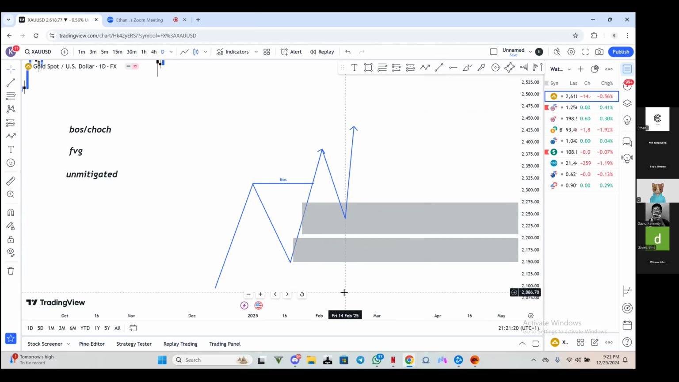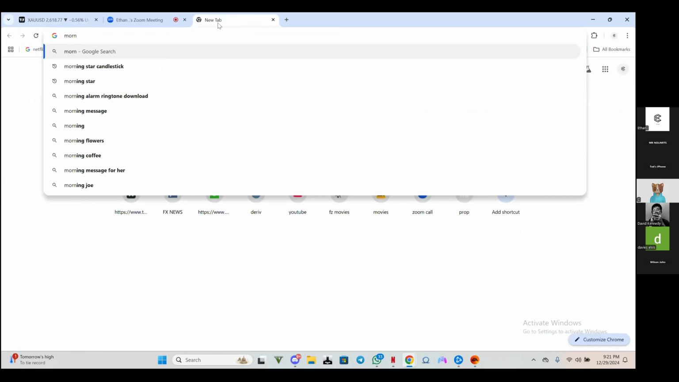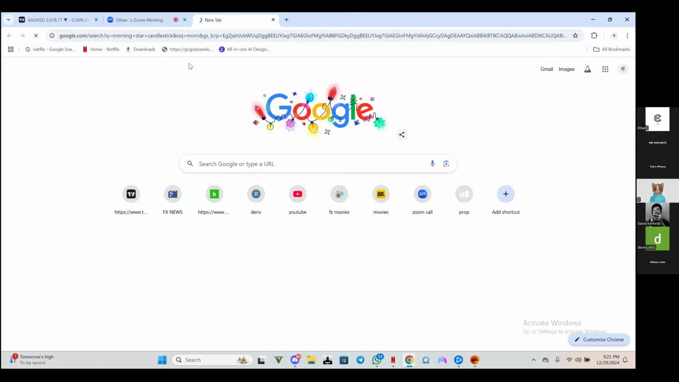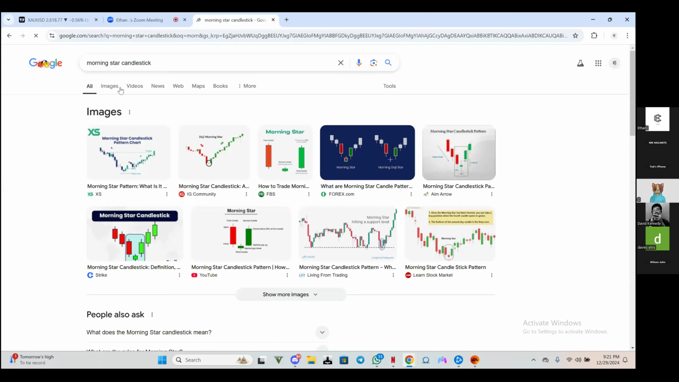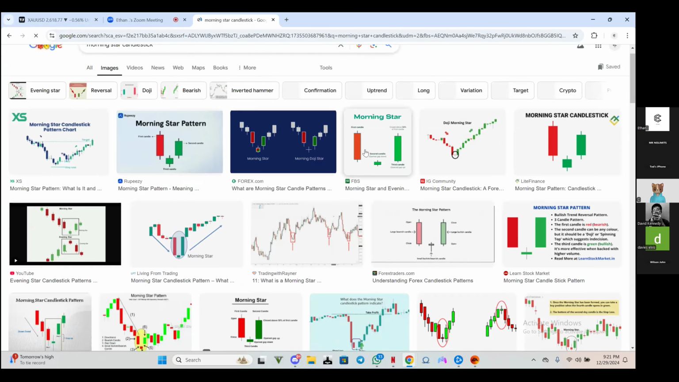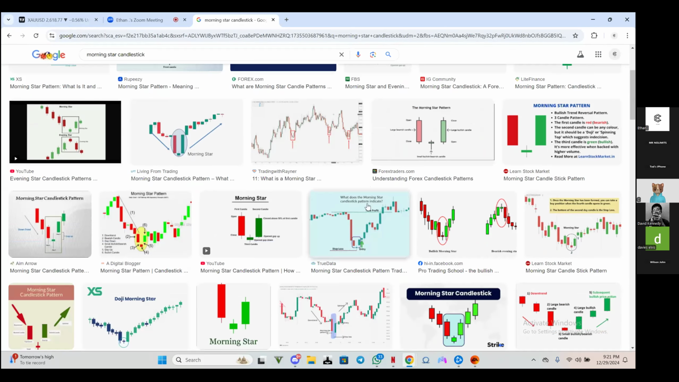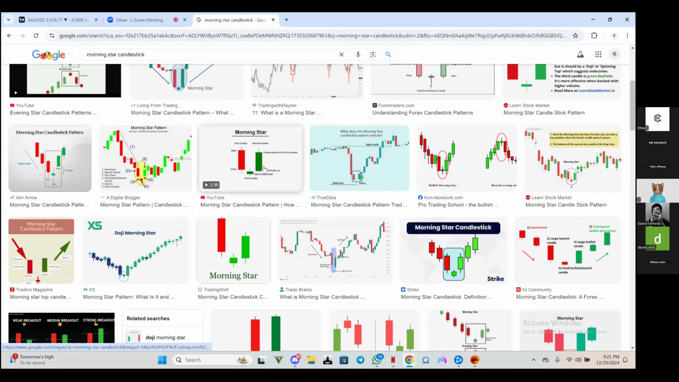Now, in an uptrend, you look for what they call a morning star candlestick. This is what a morning star candlestick is. This is how it looks. A morning star: you have a red, a green that sweeps below the red, then you have a new green up. Like this, you can see it here again. This is a morning star, this is a morning star.